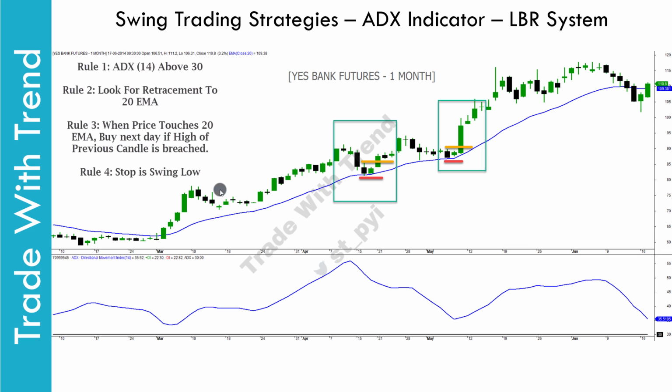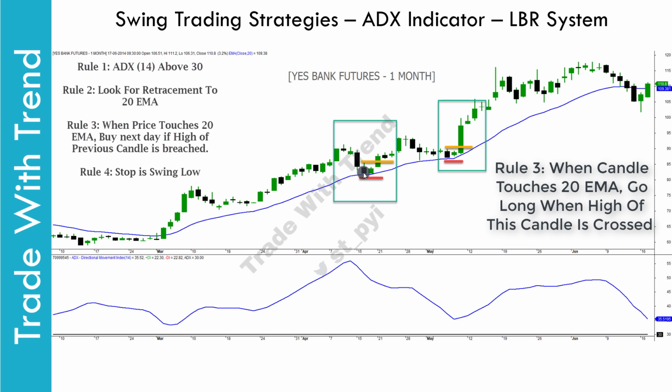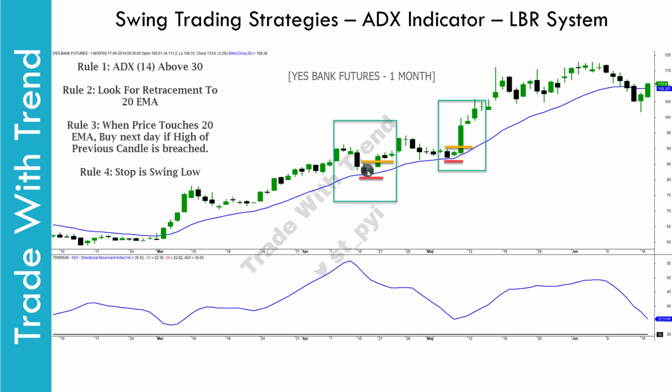Rule number 3, when price touches the 20 EMA, look at this candle here, it is touching the 20 EMA. Buy next day or on the following sessions where high of this candle which was touching the 20 EMA is crossed. I hope this particular point is clear because it's a very simple rule.